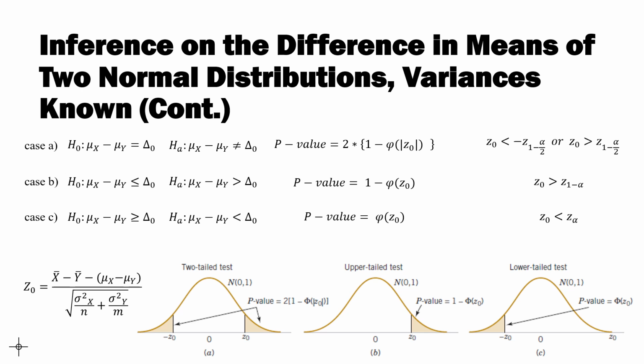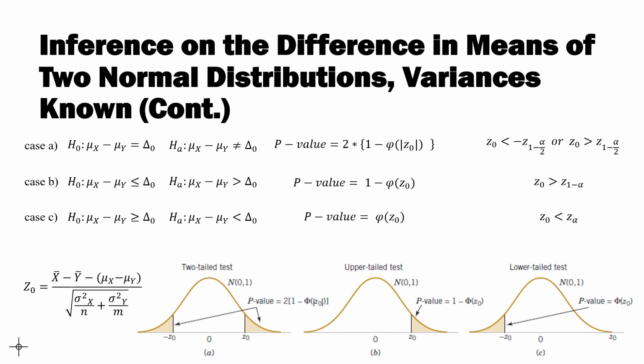The lower tail test, case C, is used when we are specifically testing whether the population mean is smaller than the hypothesized value as stated in the alternative hypotheses. In this case, the p-value is calculated by finding the probability of observing a z-test statistic smaller than the one we calculated. A small p-value suggests that the observed result is highly unlikely to occur under the null hypothesis, leading to a rejection of the null hypothesis.